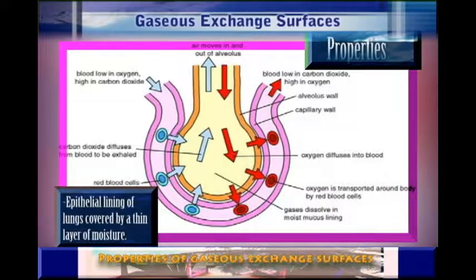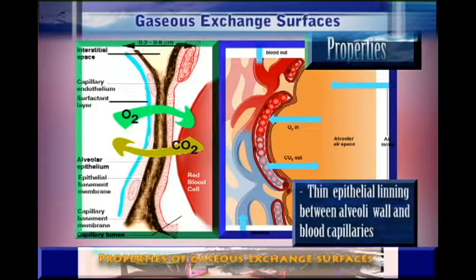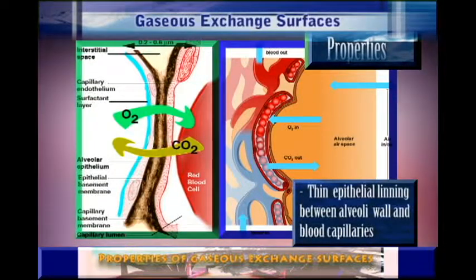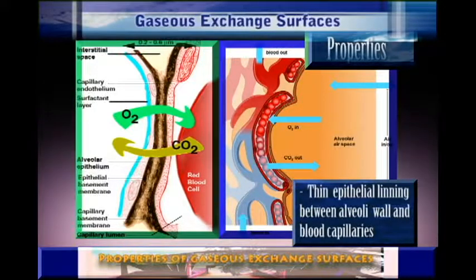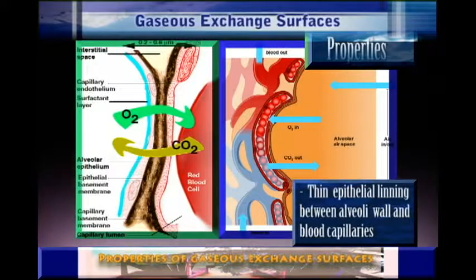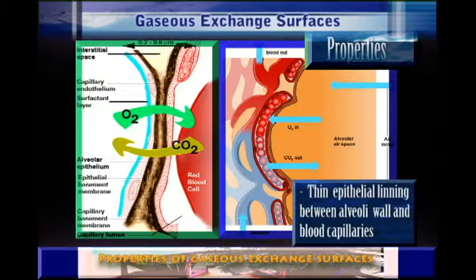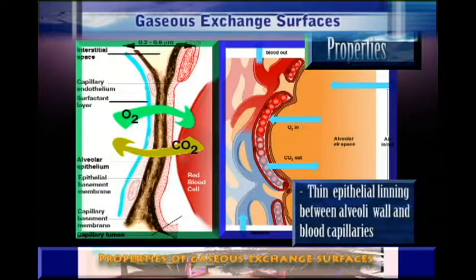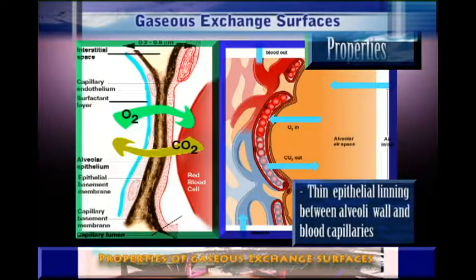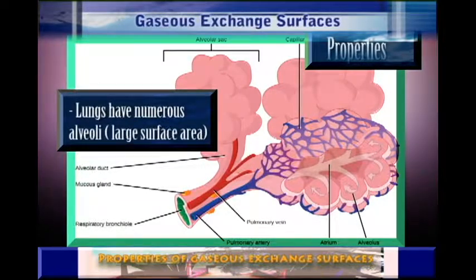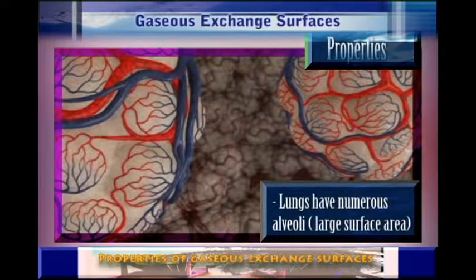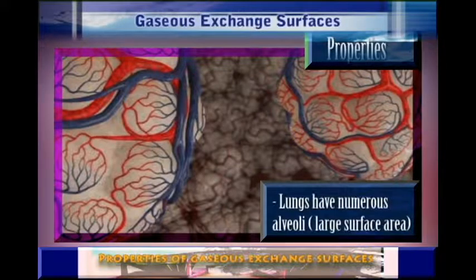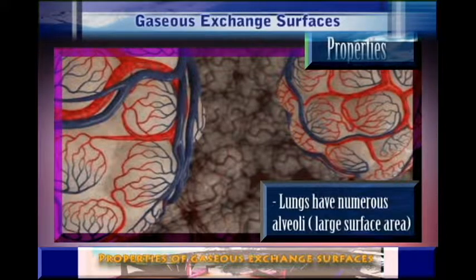And also, we have seen that the epithelial lining of the alveoli and blood capillaries is very thin. This allows gaseous exchange to take place. And another one is that the lungs have numerous alveoli. This increases the surface area because they are very many.